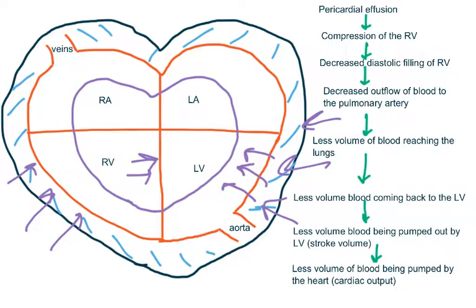This is called stroke volume. And then overall the volume of blood that is being pumped out by the heart is decreased, which is cardiac output. Remember, cardiac output is the product of stroke volume and heart rate.